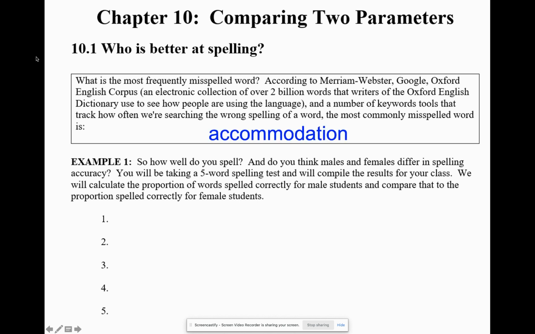All right, here's the correct spelling. Did you spell accommodation correctly? If not, that's okay. It is one of the most commonly misspelled words. When we did our spelling test in class, these were the 5 words that you spelled.